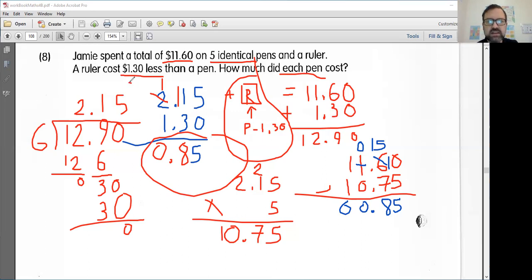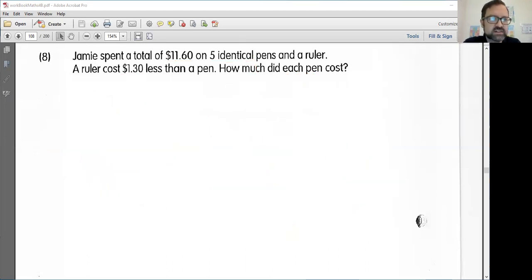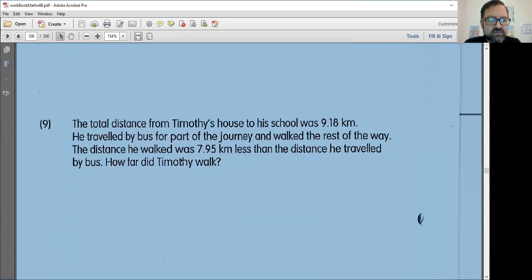I know that each pen costs this $2.15. Make sure you write all this down. I don't think we can do this in our heads, boys and girls. Don't skip steps. It's going to confuse you.